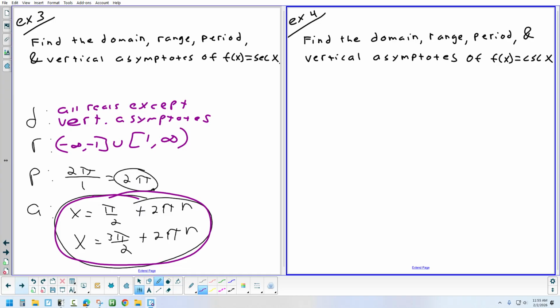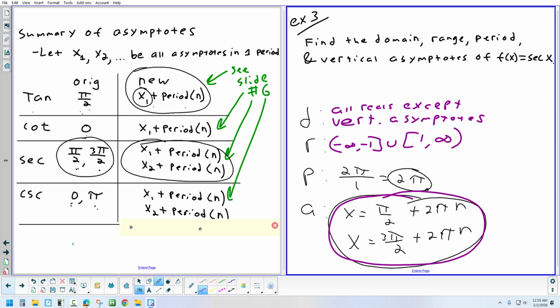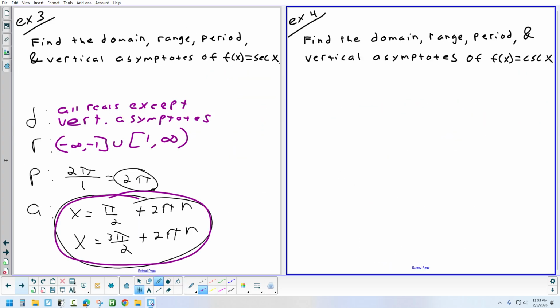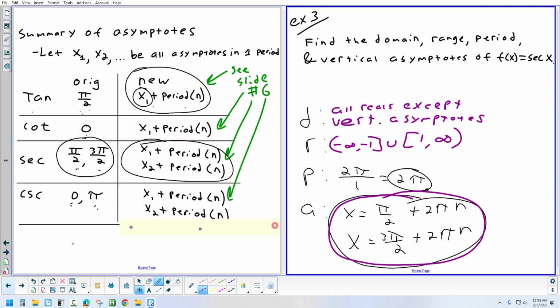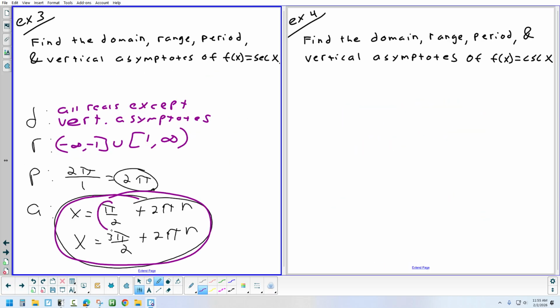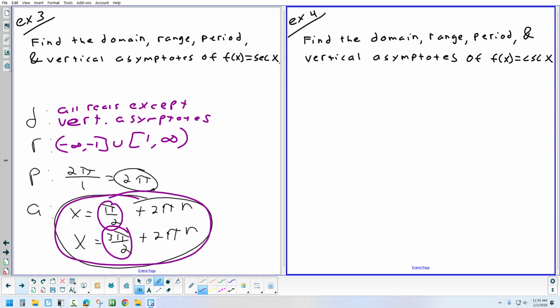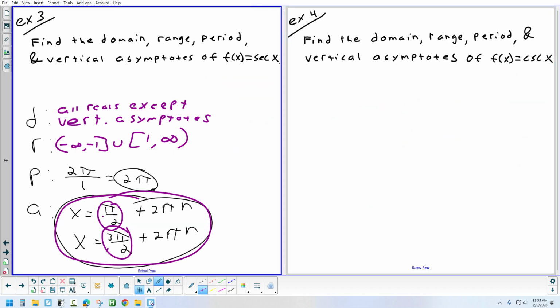Period wouldn't change. That would be exactly the same. The range would be the same. Look at these two graphs. Period's the same, range is the same, domain is the same. It's everything except the vertical asymptotes. But what would change? Right, the vertical asymptotes would be different. Instead of writing this number and that number, you would write this number and that number. That would be the only difference. Replace this with a 0 and this with a pi, and now you have all the answers on the right.